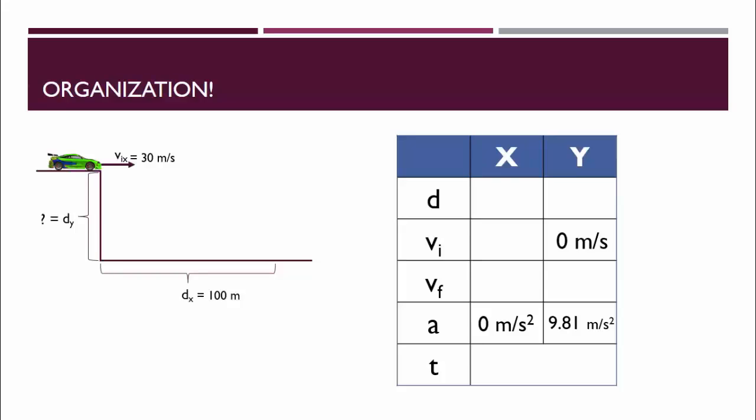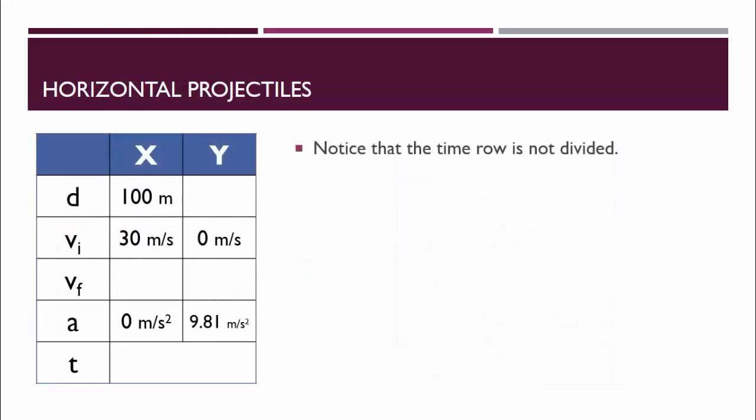From this specific problem, we know that the initial horizontal velocity is 30 meters per second, and we know that the horizontal displacement, or the range, is 100 meters. You'll notice that the time row is not divided. That's because time is a scalar quantity. There's no such thing as vertical time or horizontal time, and that's actually really great for us. This means that if we have enough information in the x column, or we have enough information in the y column to calculate the time, we can then use that value for the time in the other column.